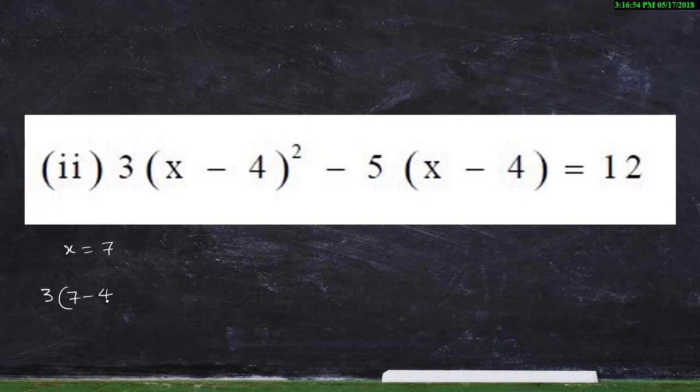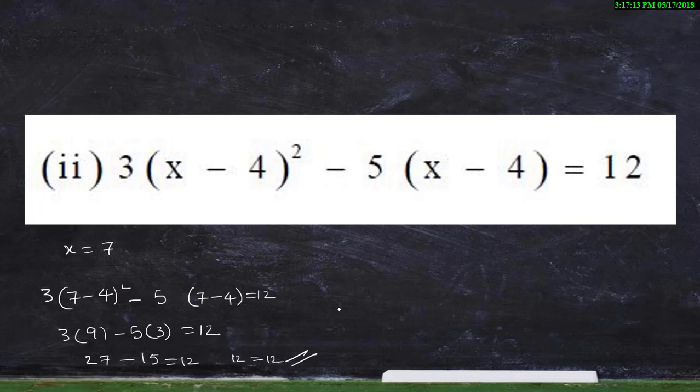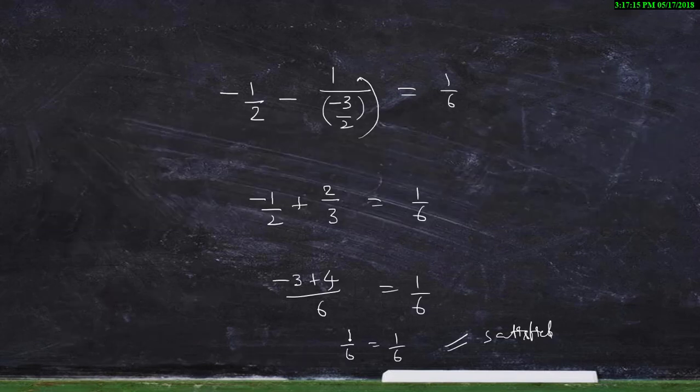3 into (7 minus 4) whole square minus 5 into (7 minus 4) is equal to 12. 7 minus 4 is 3. 3 square is 9, so 3 into 9, minus 5 into 3, is equal to 12. 3 nines are 27, minus 5 threes are 15. 27 minus 15 is 12. 12 is equal to 12. Hence, verified.